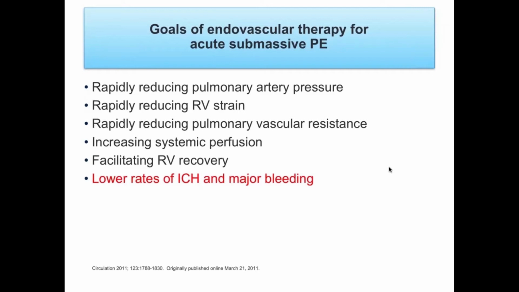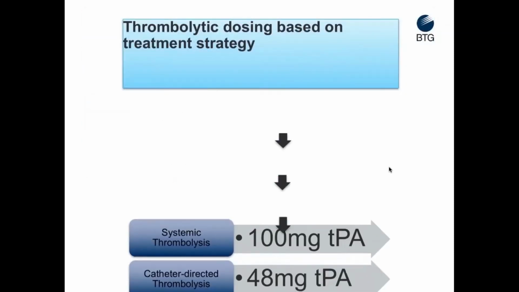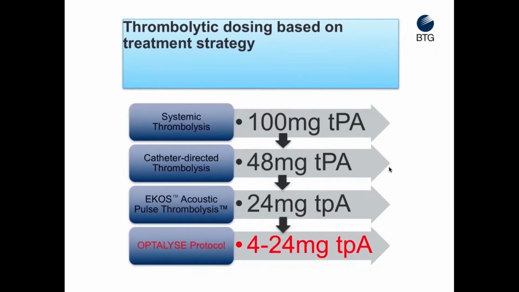And just as importantly, endovascular therapy does allow us to achieve these reversals of RV dysfunction while offering a method of treatment which has lower bleeding and much lower rates of intracranial hemorrhage. Now, if we look at thrombolytic dosing treatment strategies, historically, systemic thrombolysis, as you know, typically requires 100 milligrams of TPA.